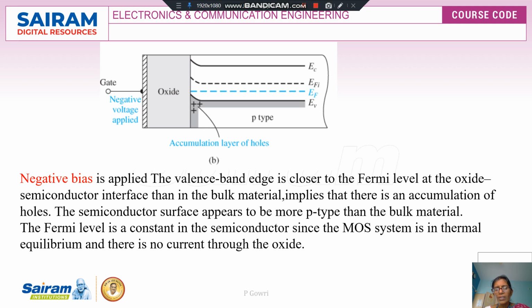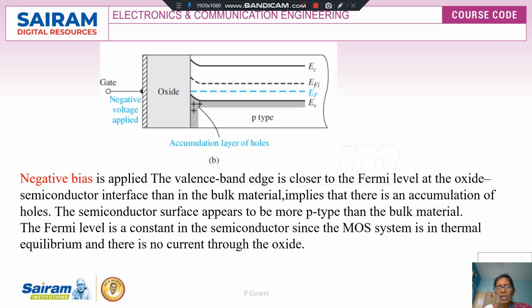So the Fermi level is constant in the semiconductor because in the MOS system the semiconductor is in thermal equilibrium, and hence there is no current through the oxide, or there is no movement of charge through the oxide.